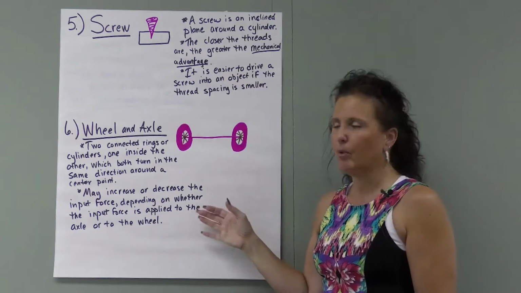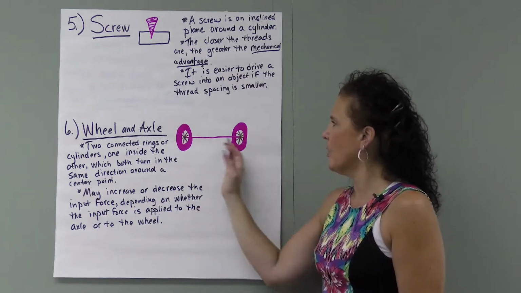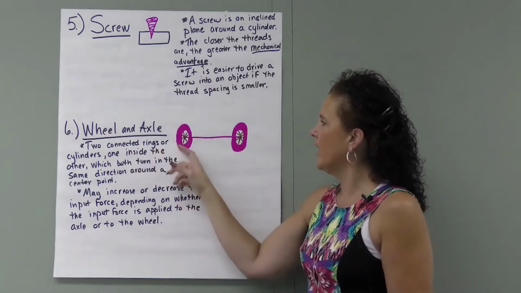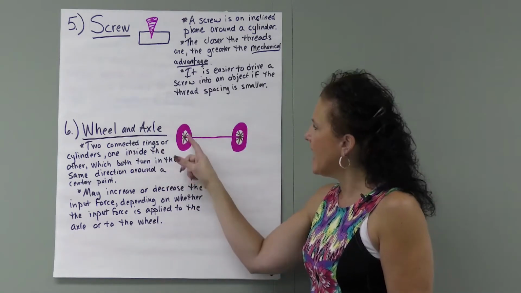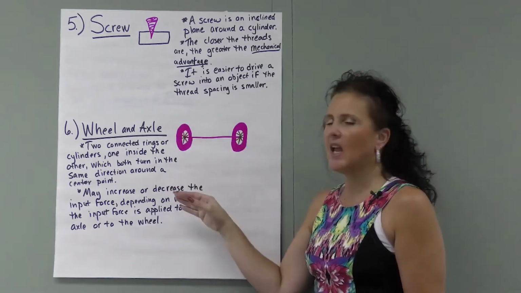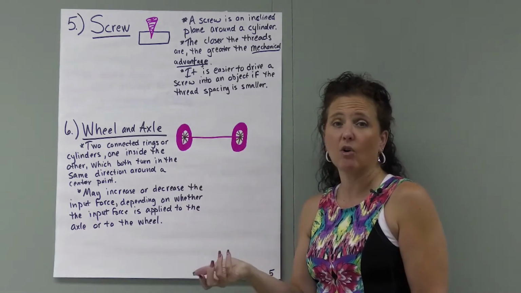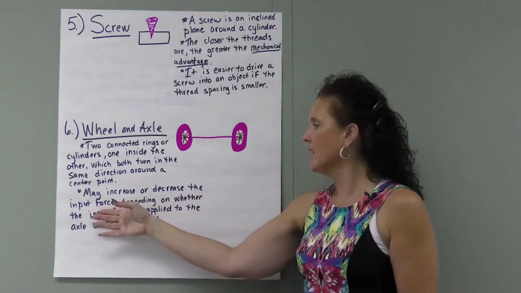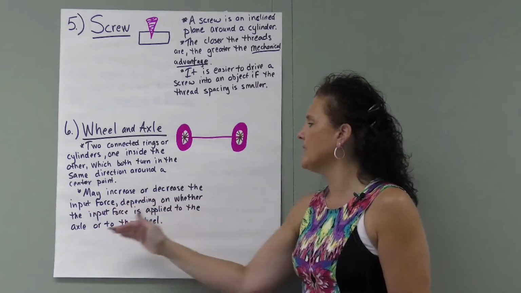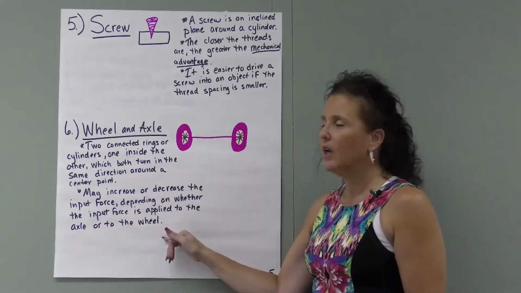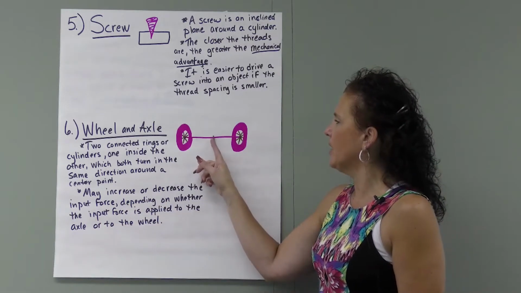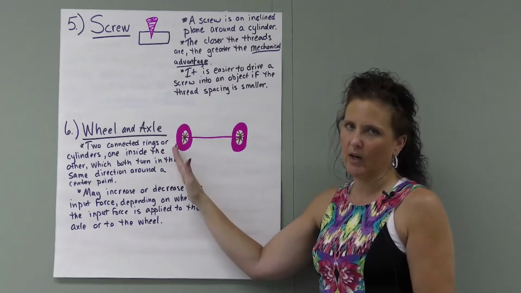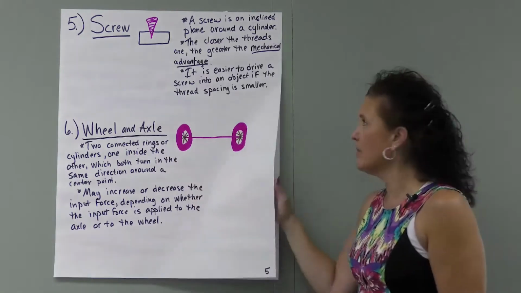The last simple machine we have is the wheel and axle. So I drew sort of an axle here connecting these two wheels. They're two connected rings, or cylinders, one inside of the other, and they both turn in the same direction around a center point, like on your car. They may increase or decrease the input force, depending on whether the input force is applied to the axle or to the wheel. So here would be if the force is applied anywhere along here, or if the force is applied to either of the wheels, right? So those are the 6 simple machines.